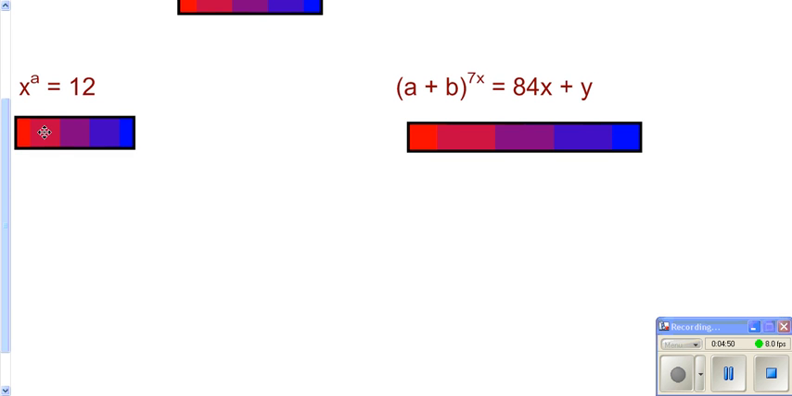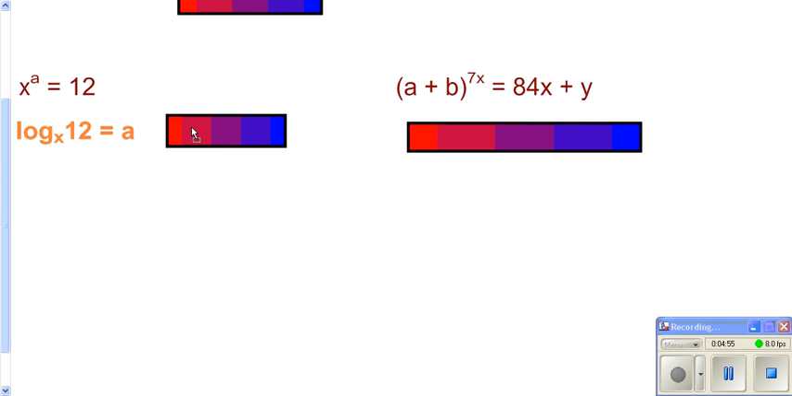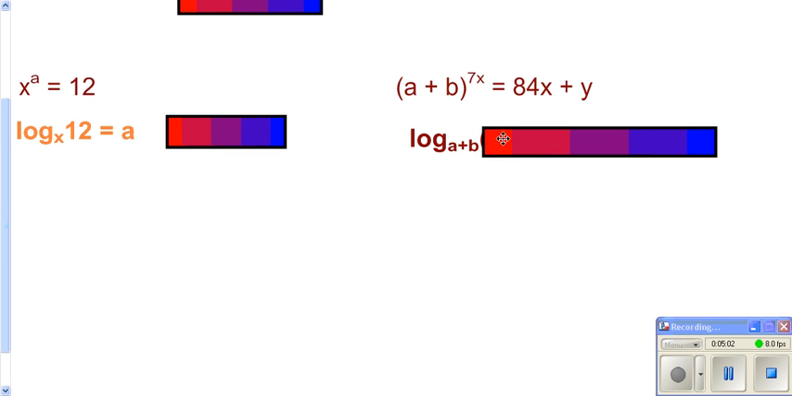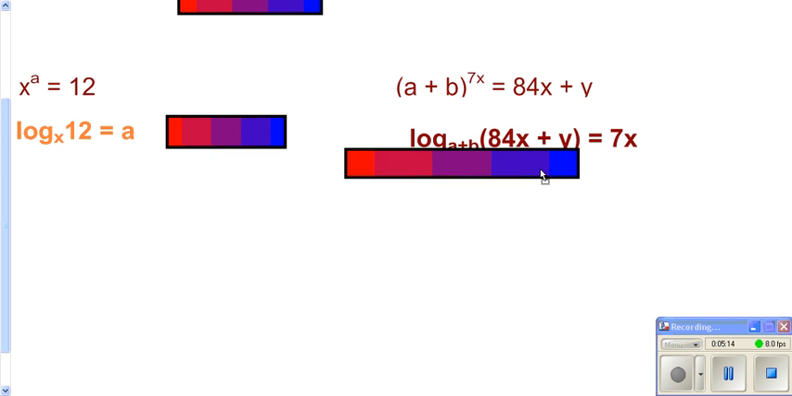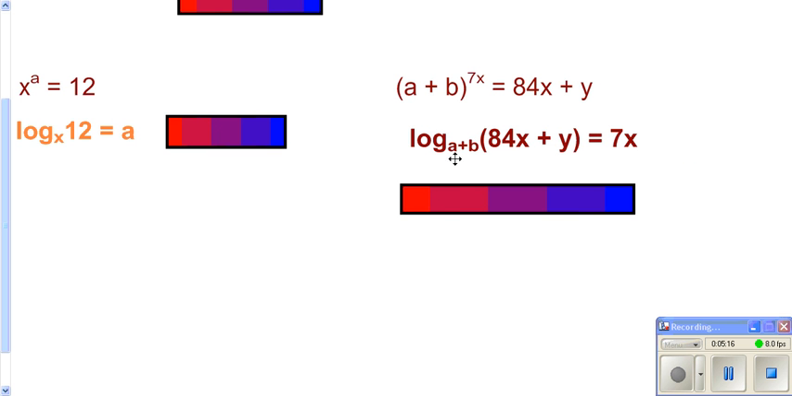Here we would have log base x of 12 equals a. Here we would have log of your base, which is a plus b. We don't really need to have parentheses around the a plus b because they're both written as subscripts, so they're assumed to be written together. Your exponent, once again, goes on one side all by itself. So we're going to have log base a plus b of your 84x plus y equals 7x.